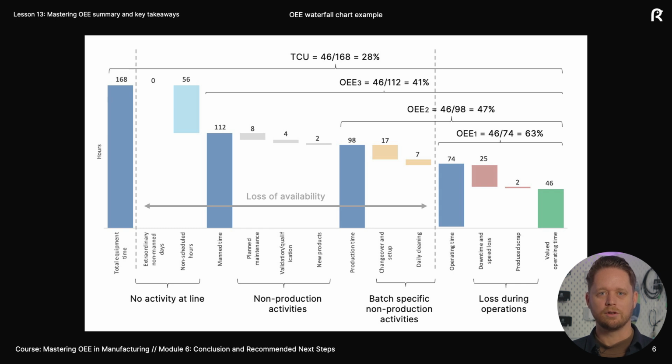You've also learned practical approaches to calculating, implementing, and improving OEE. Now let's recap FactBird's OEE waterfall approach. This is a more modern, granular way to analyze OEE with clear visualizations of downtime causes. By breaking OEE into detailed components like TCU, OEE1, OEE2, and OEE3, this method helps you pinpoint specific areas for improvement, making it easier to prioritize actions effectively.